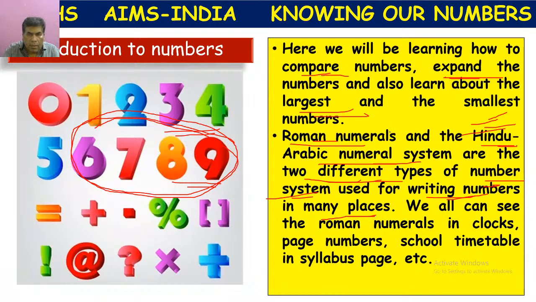So what are they? One is the Roman numeral system. The second one is the Hindu-Arabic numeral system. With these two systems, we can represent different types of numbers.